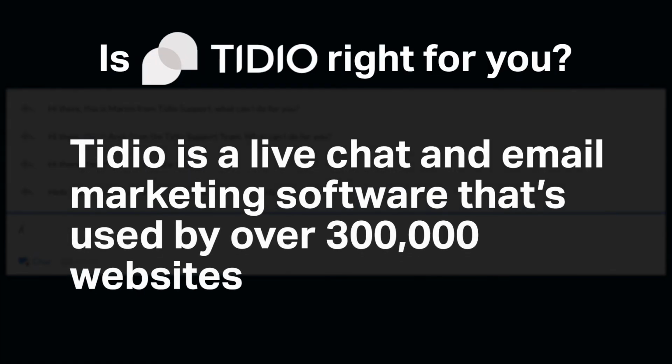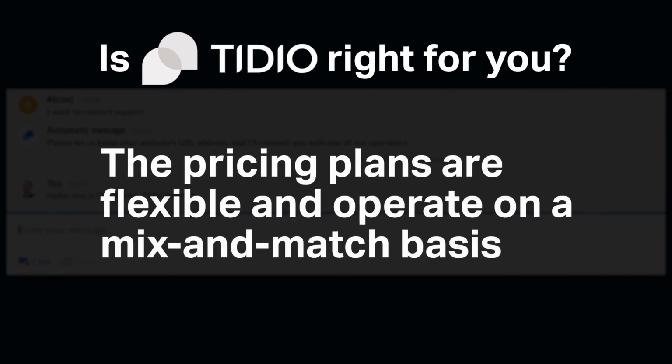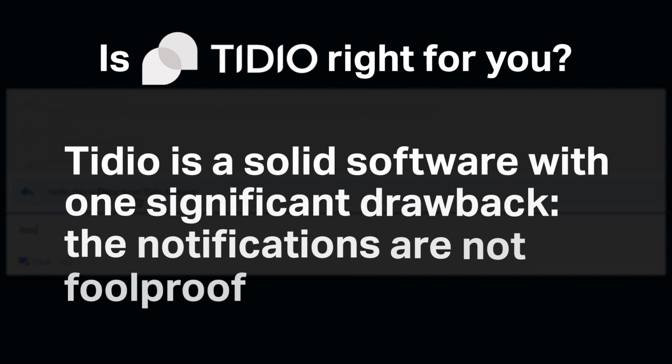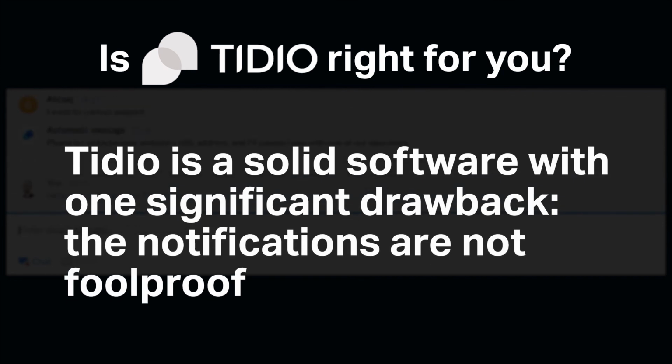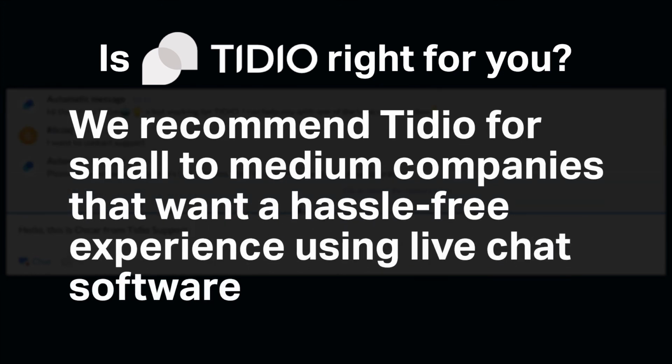Tidio is a live chat and email marketing software that's used by over 300,000 websites. Tidio offers a substantial free plan that includes basic chatbot and email marketing capabilities. The pricing plans are flexible and operate on a mix and match basis. Tidio is a solid software with one significant drawback: the notifications are not foolproof. We recommend Tidio for small to medium companies that want a hassle-free experience using live chat software.